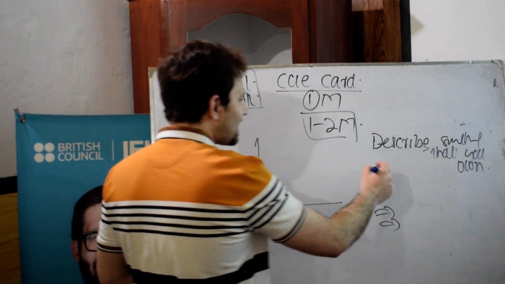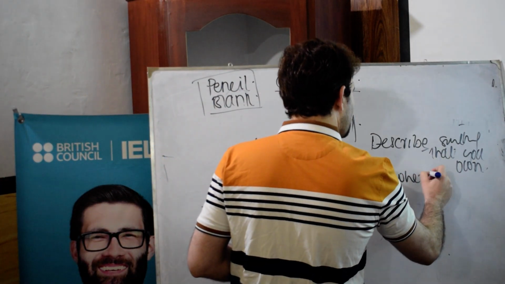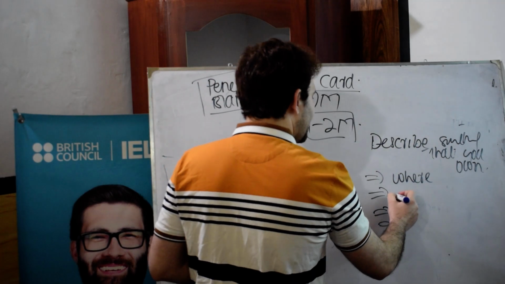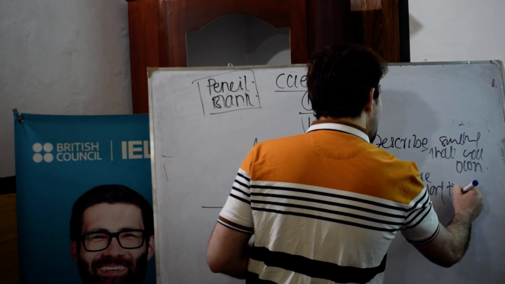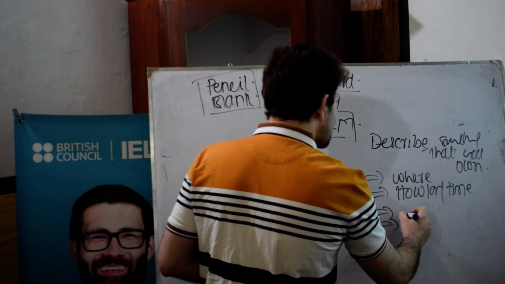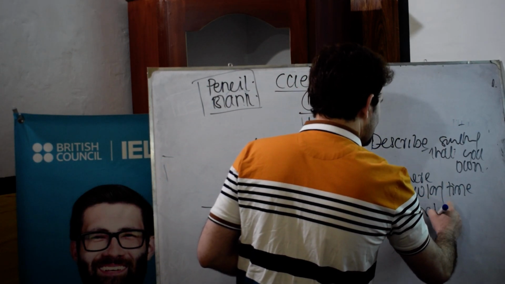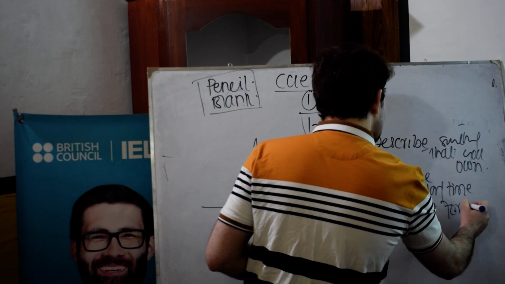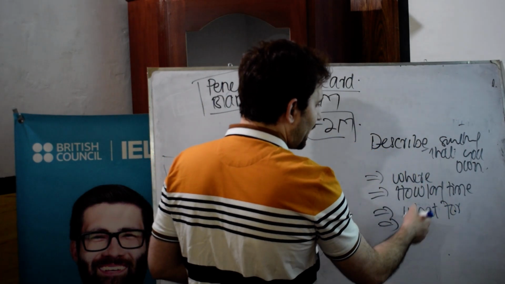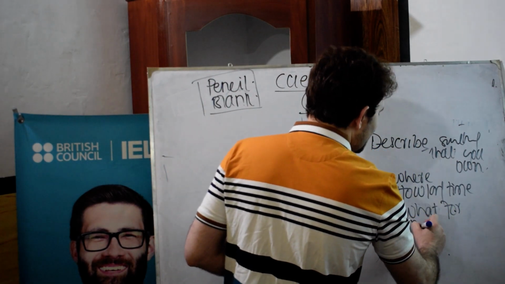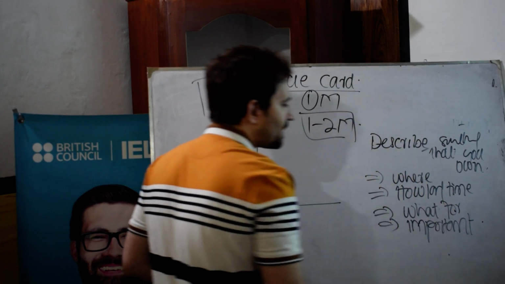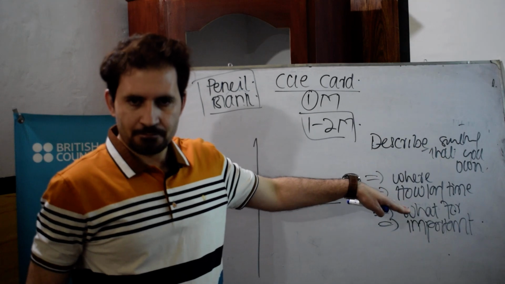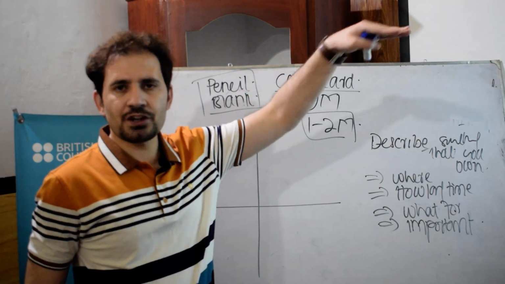Number 1, they ask us where: from where did you get it? Number 2, they ask for how long. The third thing they ask, what do you use it for? Clear? And the fourth one, why is it important to you? Why is the thing important? So these are the 4 things the question has given over there.